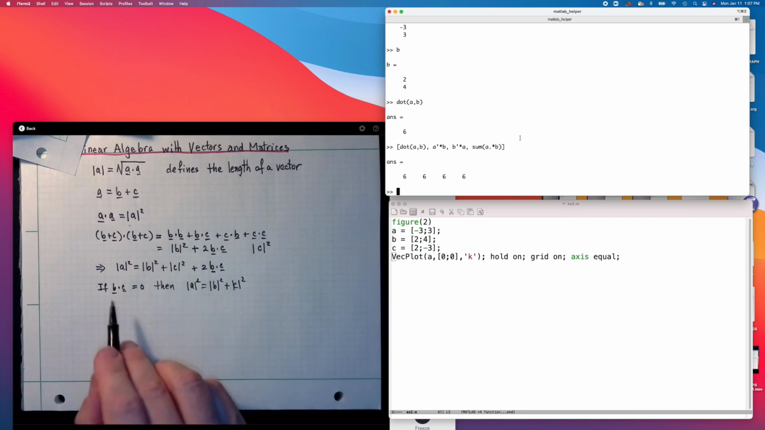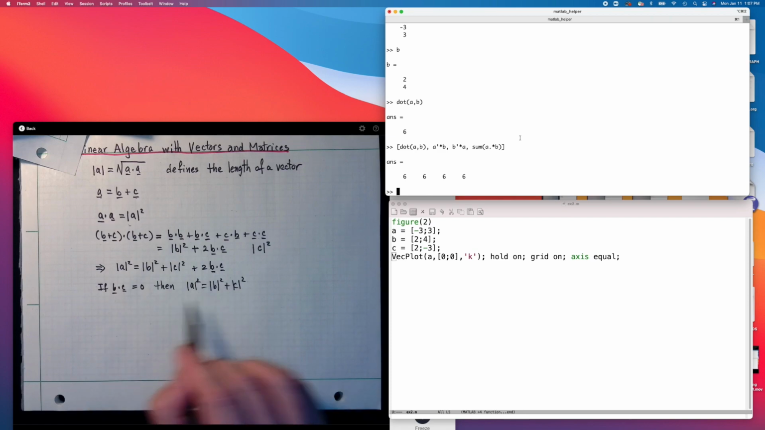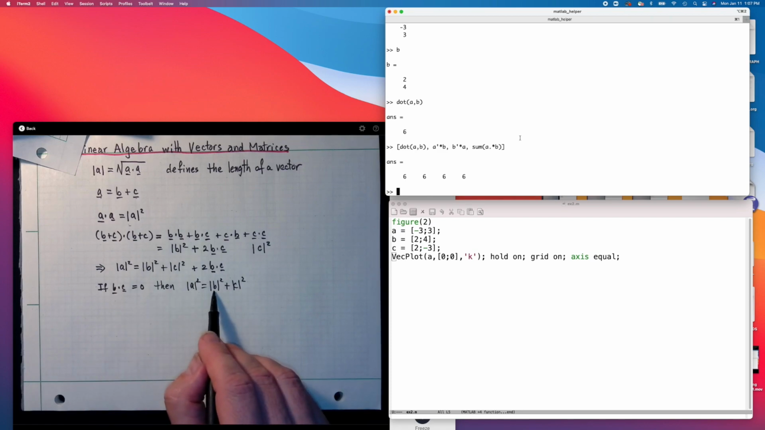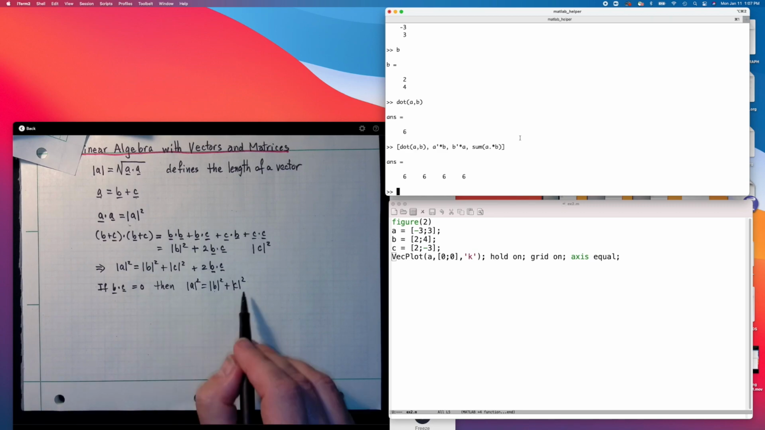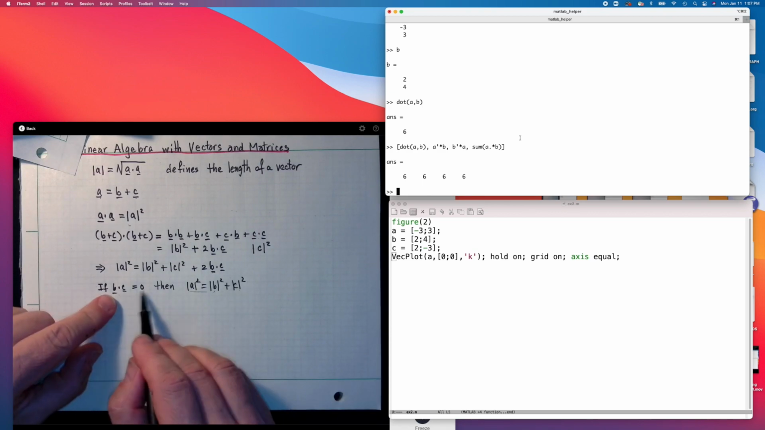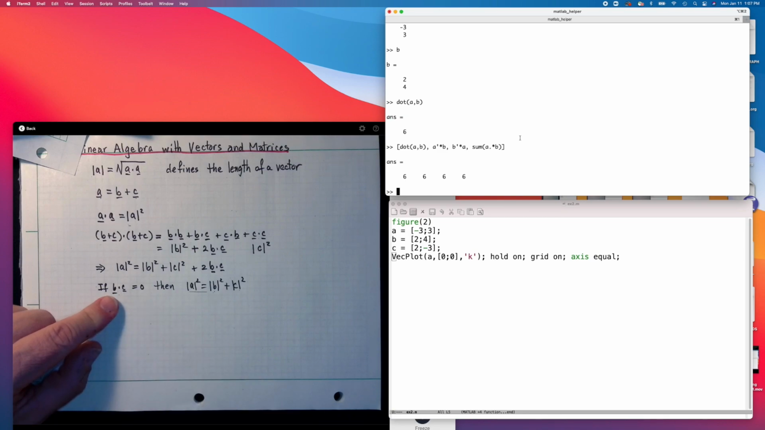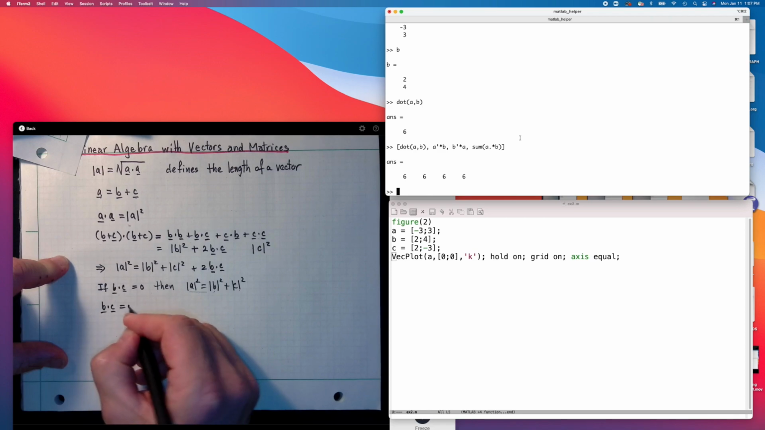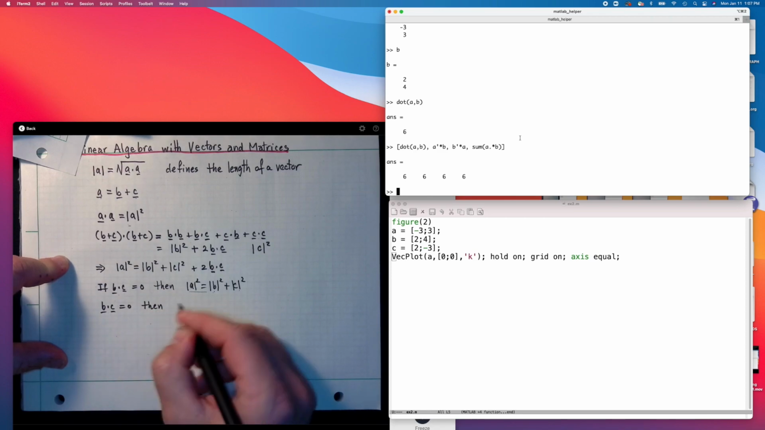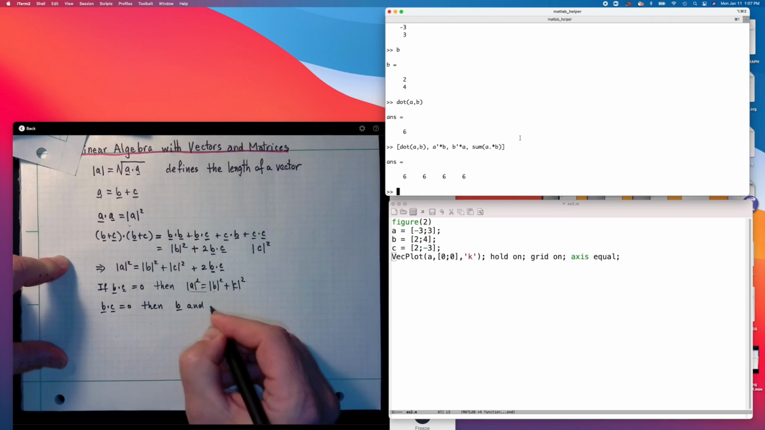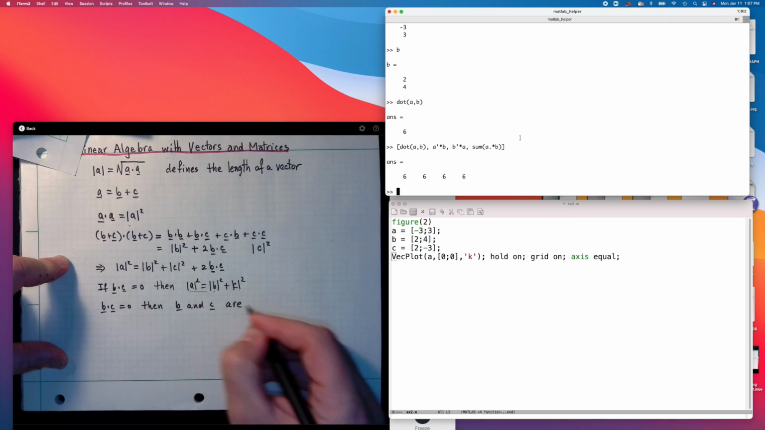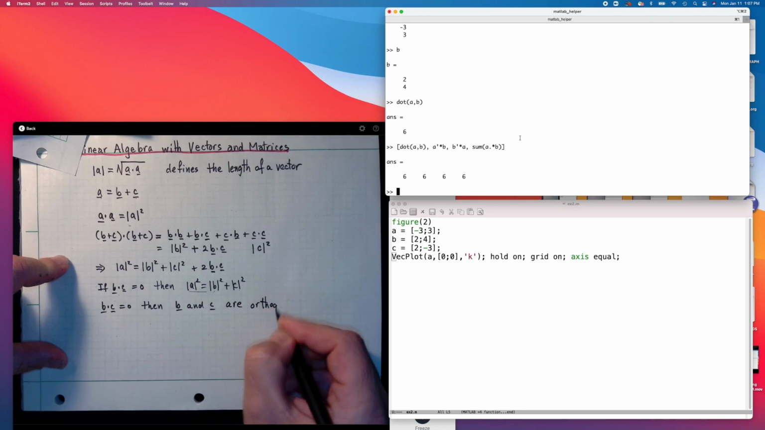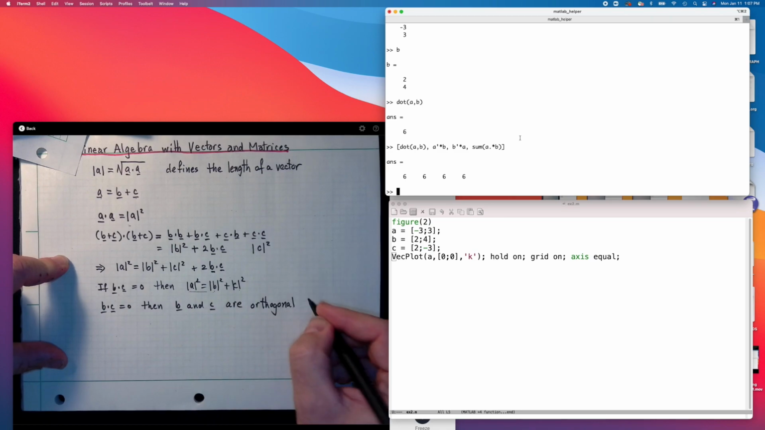And this theorem applies provided that the sides of the triangle are perpendicular. So B and C have to be at right angles, in which case this is true. That means that if B dot C is 0, we can identify this with the vectors being perpendicular to each other. So if B dot C equals 0, then we say B and C are orthogonal, or perpendicular.